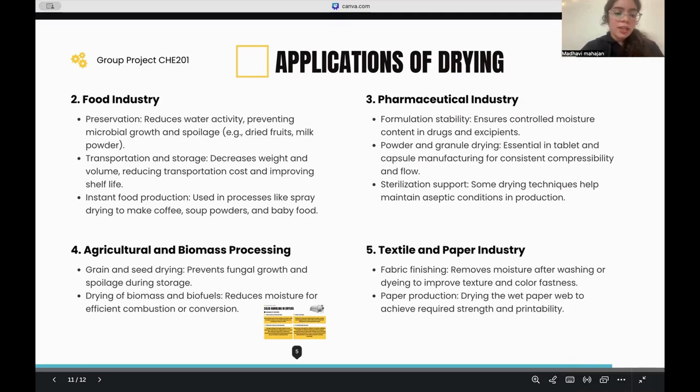The agriculture and biomass sector also relies heavily on drying. Grains and seeds are dried to prevent fungal spoilage, and biomass or biofuels are dried to make them burn more efficiently. Finally, in the textile and paper industry, drying gives us smooth fabric and printable paper. After dyeing or washing, fabrics are dried to improve texture and color. Similarly, the wet paper pulp is dried to achieve the right strength and finish. So, whether it's the clothes we wear, the food we eat, or the medicine we take, drying plays a quiet but crucial role in our everyday lives.